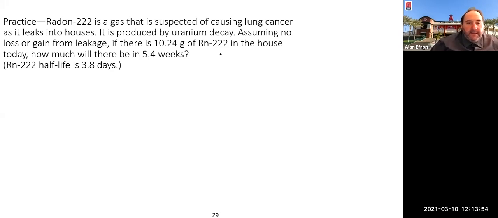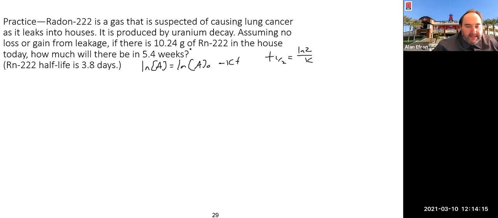Okay, so let's take a look at this one and approach it the same way. Let's just see what was given to us. Obviously, we know we're going to go with our standard formulas for radioactive decay, which again are these two here. And in terms of what was given to us, it looks like we have our initial amount, which is 10.24 grams. We want to know how much is going to be there after 5.4 weeks.